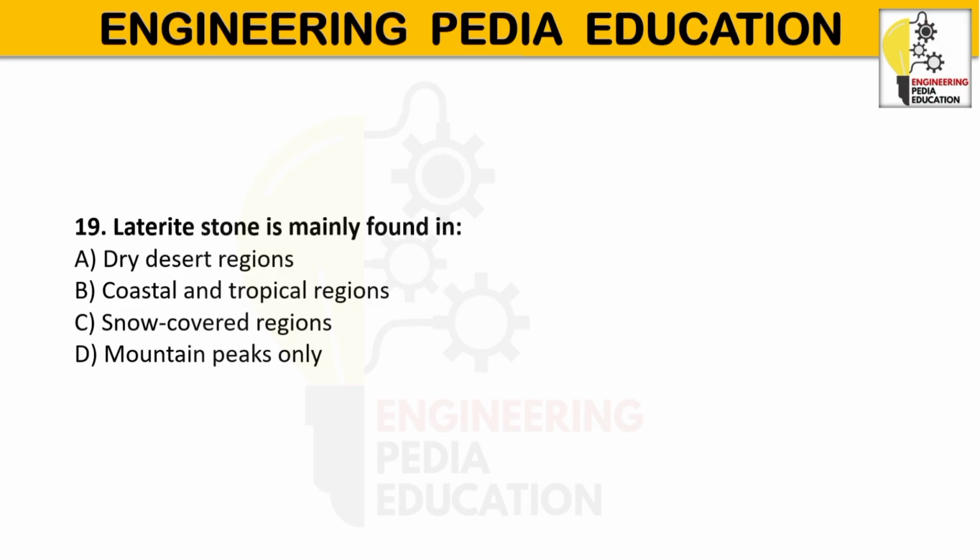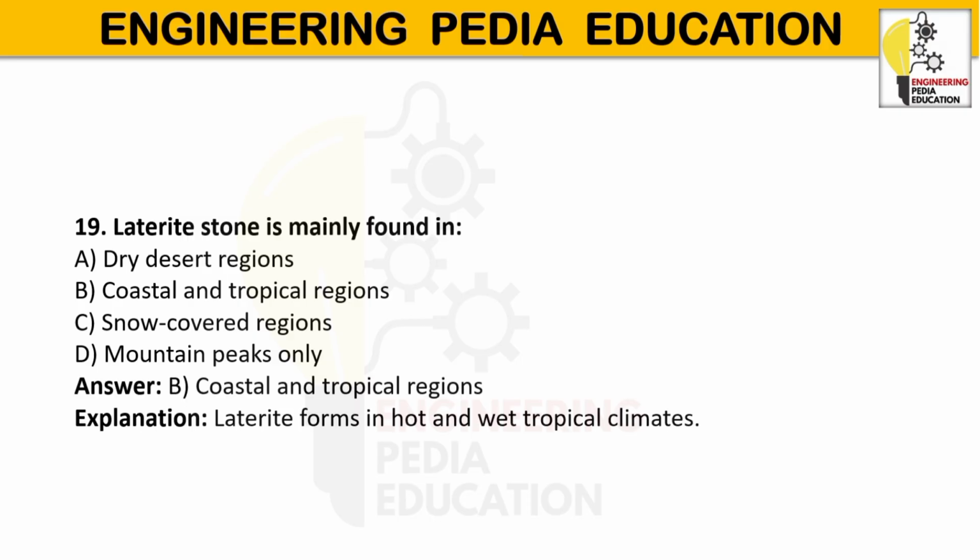Laterite stone is mainly found in dry desert region, coastal and tropical region, snow-covered region, or mountain peak only? So the correct answer is coastal and tropical region. Laterite is found in hot and wet tropical climate. Laterite is a reddish-brown porous building stone formed by the weathering of rock in hot and humid climate. It is rich in iron and aluminum oxide.